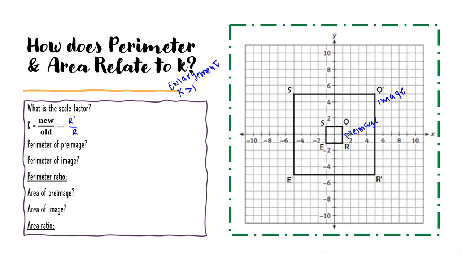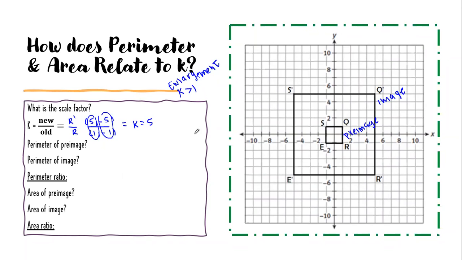R prime is at what? 5, -5. Okay, so R prime is at 5, -5. And where's R at? 1, -1. So when I do new over old, what's my scale factor? 5. So 5 divided by 1 or -5 divided by -1 equals 5. So K equals 5. Okay, so that's my scale factor.